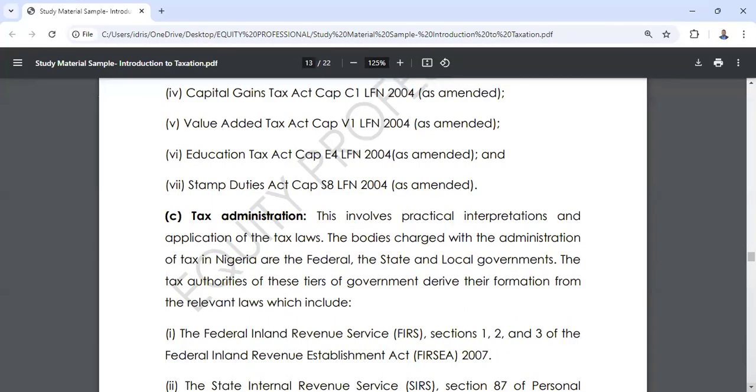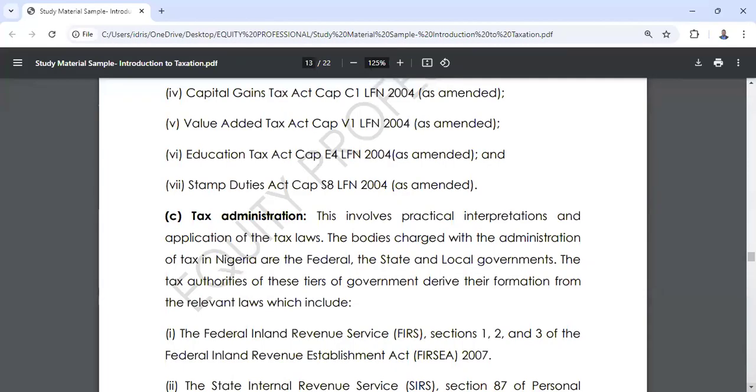Tax administration: who are the tax administration? They are the bodies charged with the responsibility for the collection and administration of tax in Nigeria. They are charged with the responsibility of collection, administration, and regulation of tax in Nigeria.